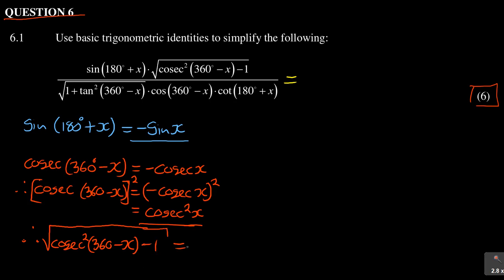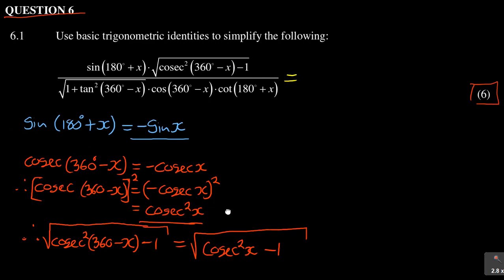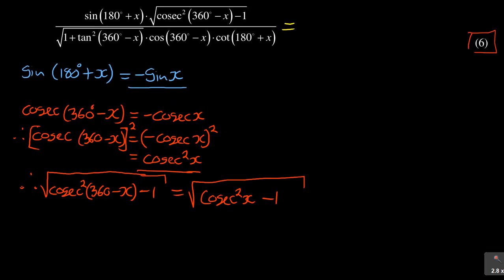This is the same as saying square root of cosec squared x minus 1. Remember, I'm now focusing on this part which talks about cosec squared 360 minus x minus 1. So if I do that, I will have, this is similar to the formula. There is a formula for that.